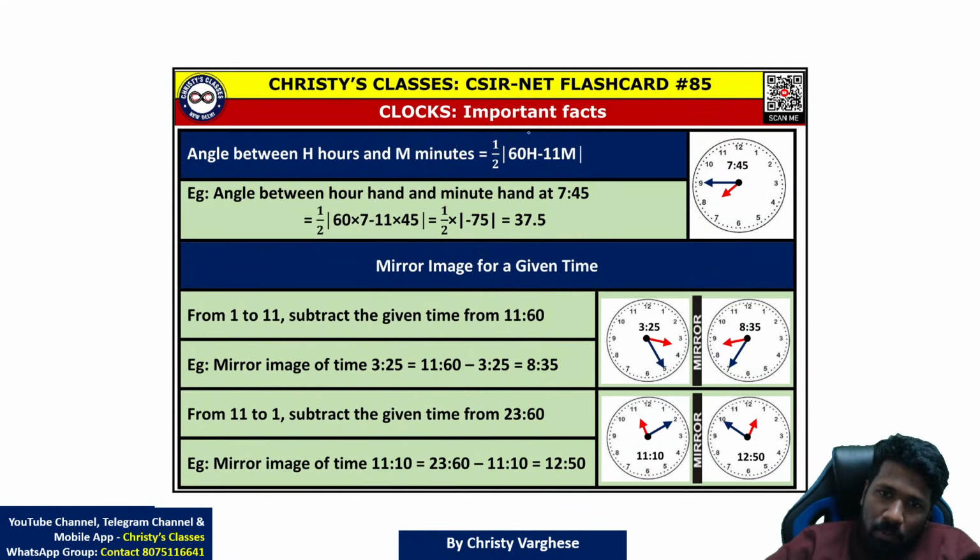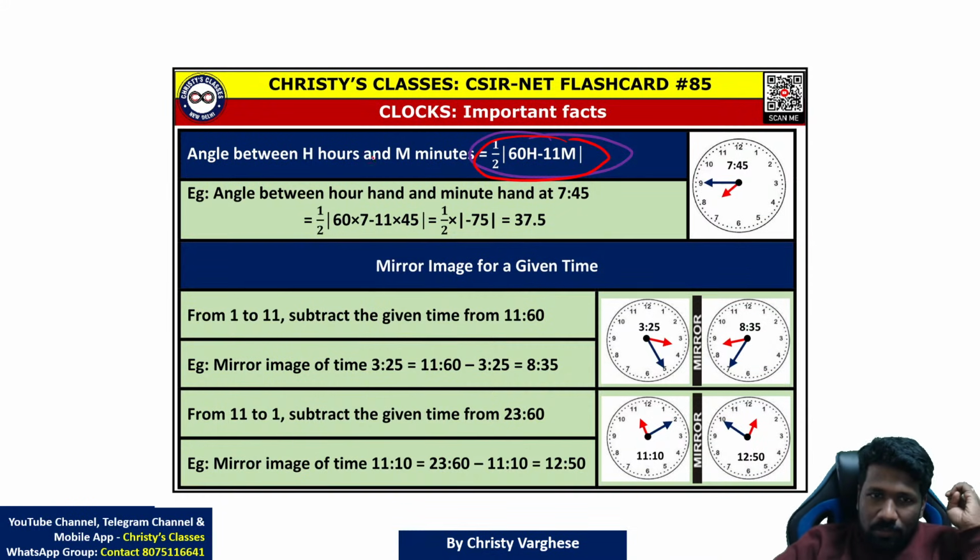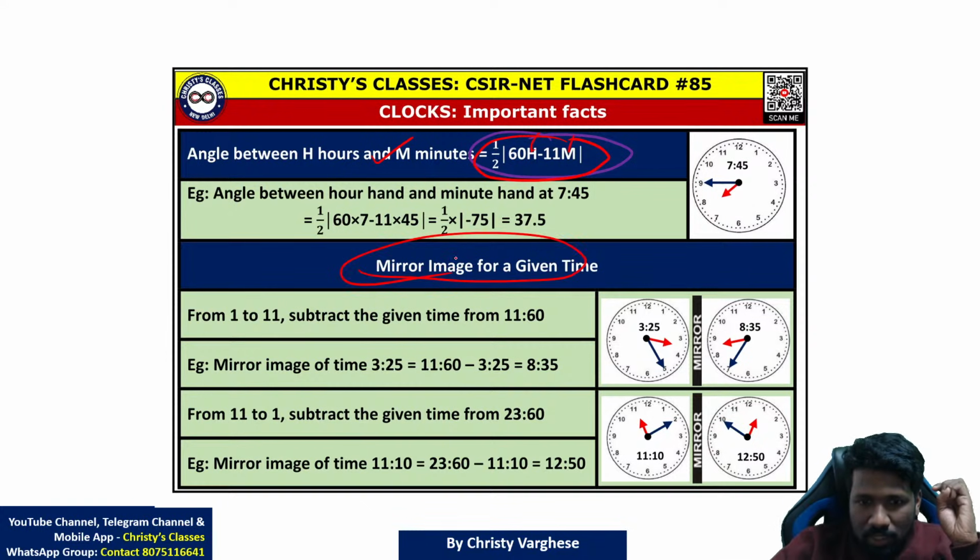Clock problem में ये formula बहुत ही important है. Question भी आ सकता है, CSIR-NET aspirants, even tomorrow's exam also. Based on this, they may ask a question. Half into modulus of 60h minus 11m, where h is hour hand value, m is minute hand value. Mirror image of a given time.